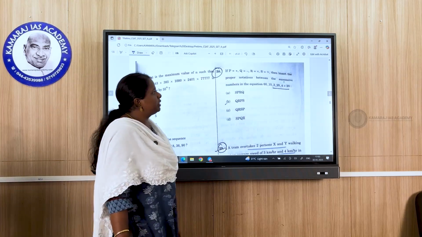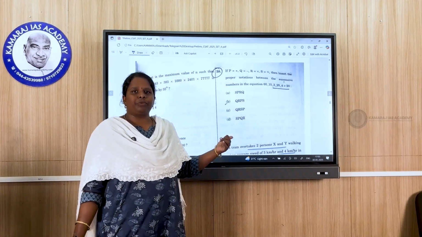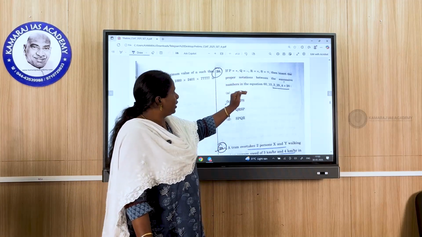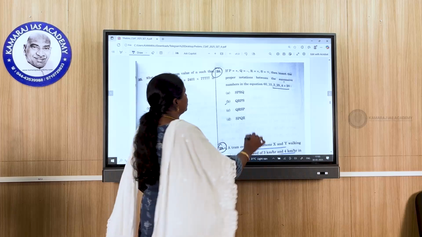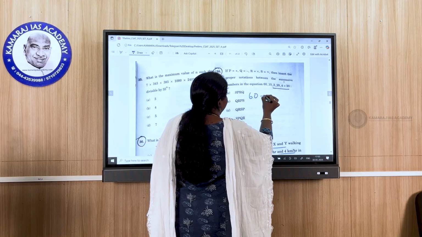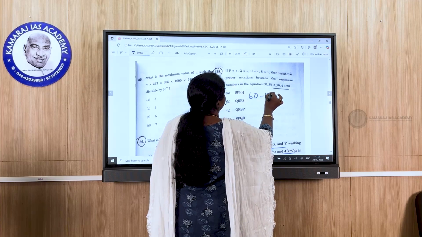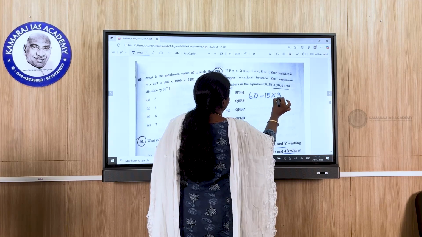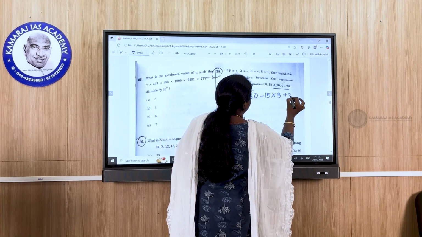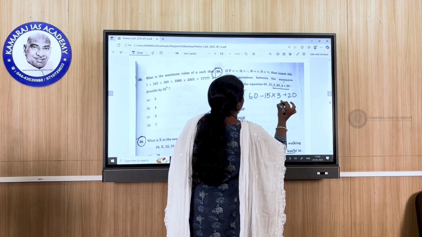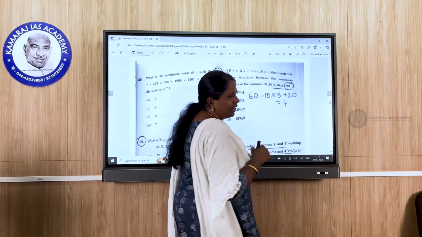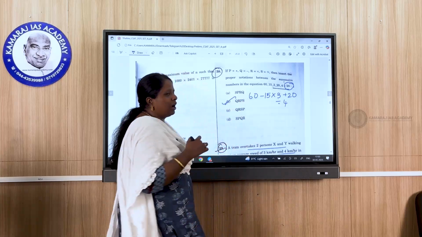Next, question number 38. For these types of questions, you can go from the options, right? You can substitute the signs and go from the options. If I substitute 60 minus 15 into 3 plus 20 divided by 4, you will get your answer as 20. So our option is QRPS.